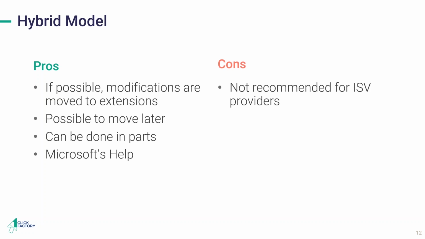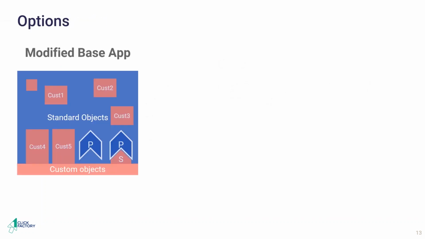Okay, so let's recap for a bit. We have three options, and the least recommended one is modifying the base application. We take the standard objects of Business Central, the standard app, and modify the changes directly on the base application. This is not recommended because the upgrade process to a newer release of Business Central is going to be a lot more difficult, and the maintenance may get a little bit difficult.